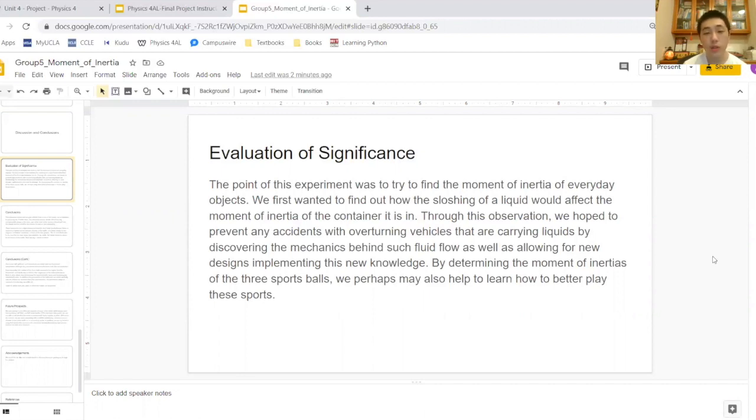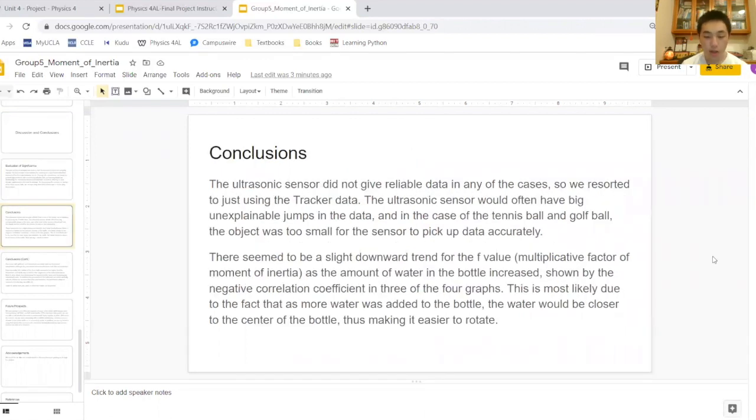And through our sports ball experiment, we hope to discover more about the mechanics of playing these sports by observing how the balls could travel through the air. Now, for our experiment, the ultrasonic sensor wasn't able to give us reliable data because there were often big unexplainable jumps in the data. And for some of the objects, the ultrasonic sensor couldn't even pick them up because the objects were just too small.